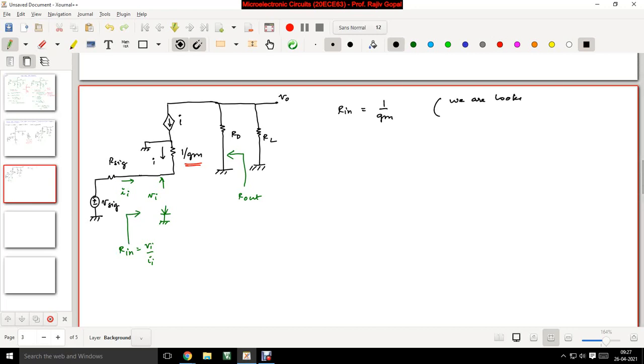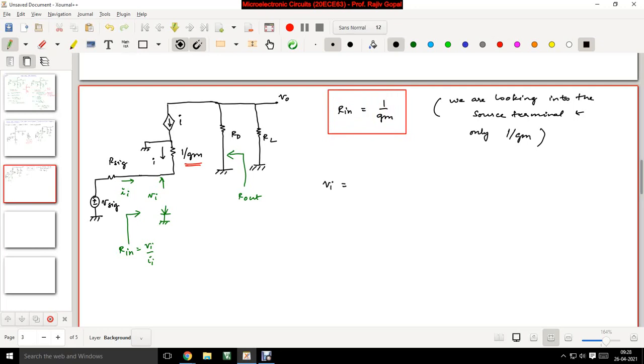We are looking into the source terminal, and only 1 by GM is there. Nothing else. So Rin is 1 by GM. So first one is done. I have found out what is Rin. Next, now let me find what is VI.